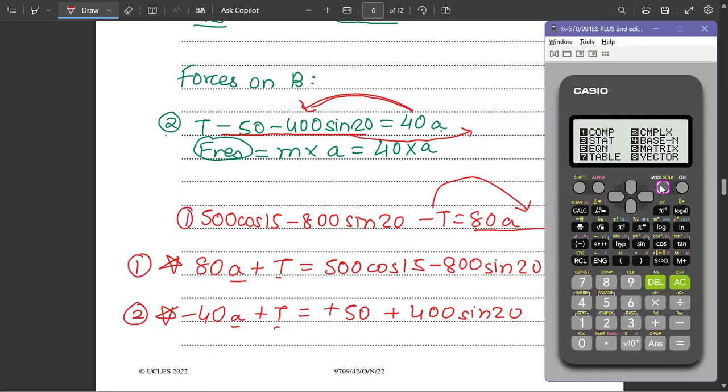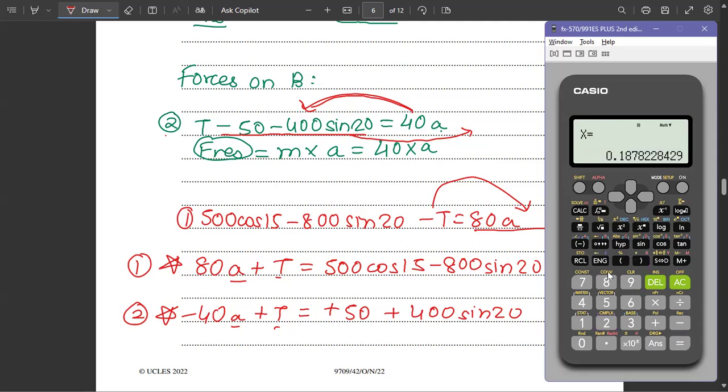I'll go to more setup, then the equation mode, and go to the first one, which is ax plus by plus c. Now inputting: first I input 80, 1, and 500 cos 15 minus 800 sine 20. Then minus 40, 1, and 50 plus 400 sine 20. And now I'll put equal to.